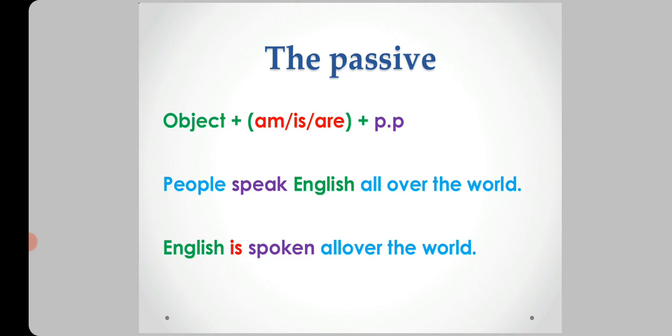So we can start the sentence with the object. English is singular, so we can put is after English, and we can get the past participle from speak, which is spoken. So we can say English is spoken all over the world.